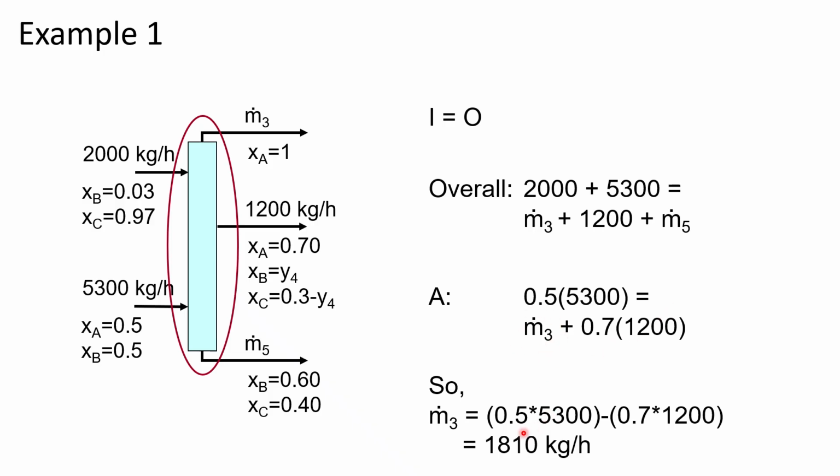So we can solve this for m dot 3. We have to do the math. So m dot 3 is going to be a half times 5,300 minus 0.7 times 1,200, which turns out to be 1,810 kilograms per hour.